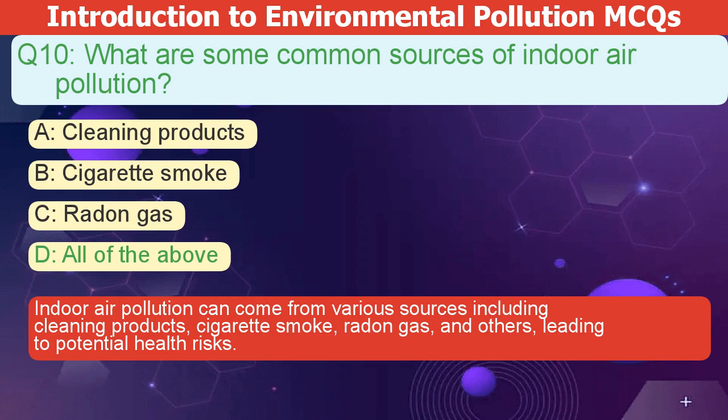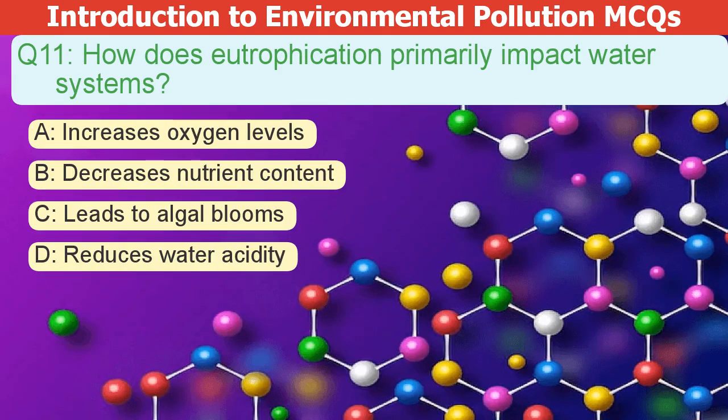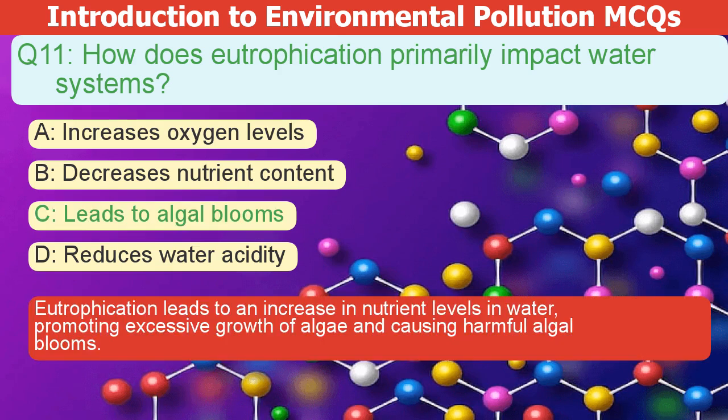How does eutrophication primarily impact water systems? A. Increases oxygen levels. B. Decreases nutrient content. C. Leads to algal blooms. D. Reduces water acidity. The correct answer is C. Eutrophication leads to increased nutrient levels in water, promoting excessive algae growth and causing harmful algal blooms.